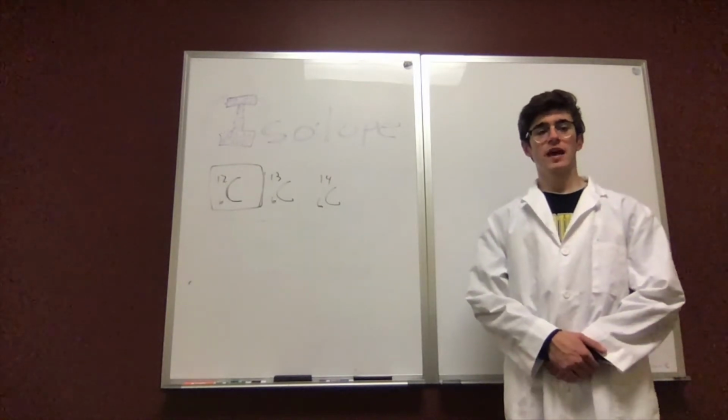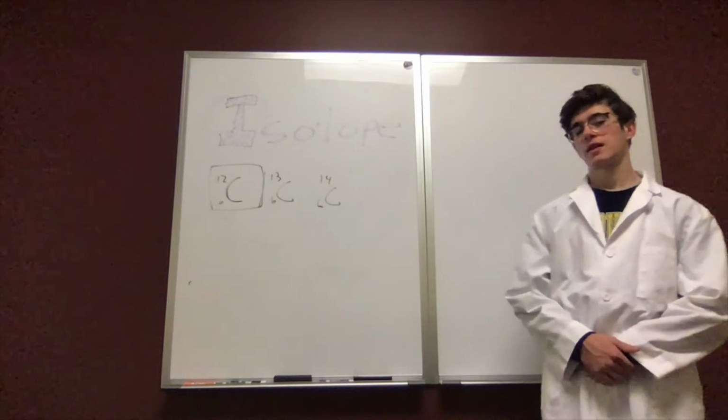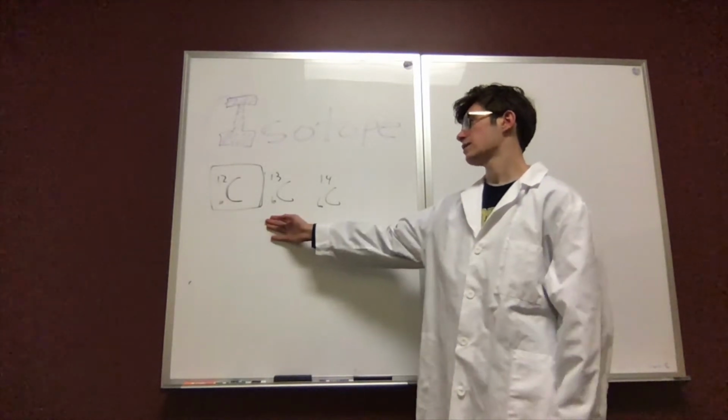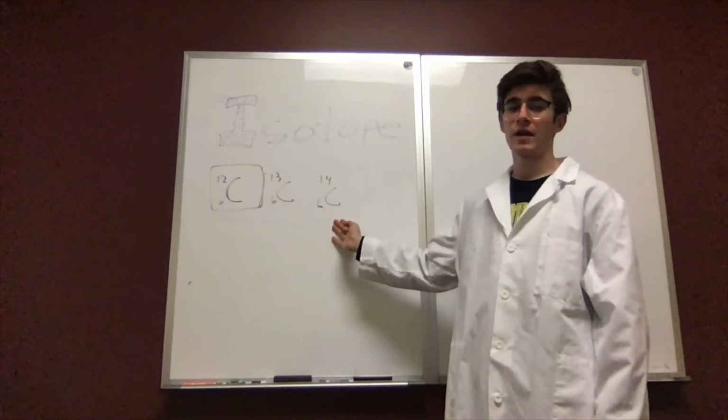Isotopes are defined as atoms that have the same number of protons, but different numbers of neutrons and thus different atomic weights. For example, we have carbon-12, which is the natural isotope. We also have carbon-13 and carbon-14, which are other isotopes that are radioactive.